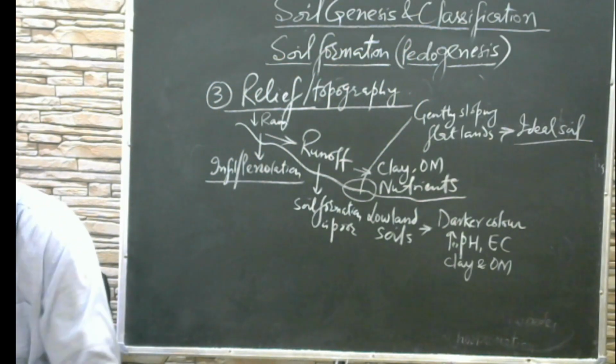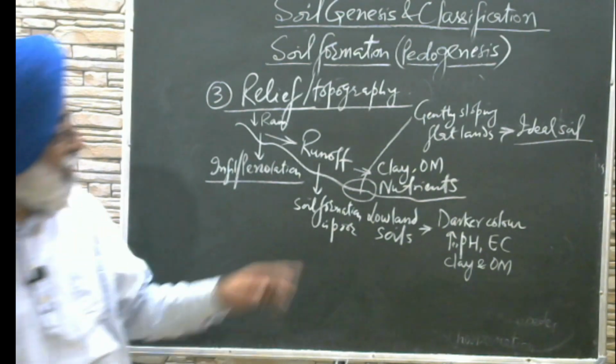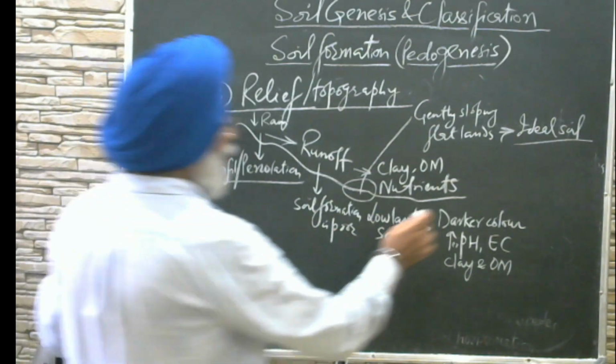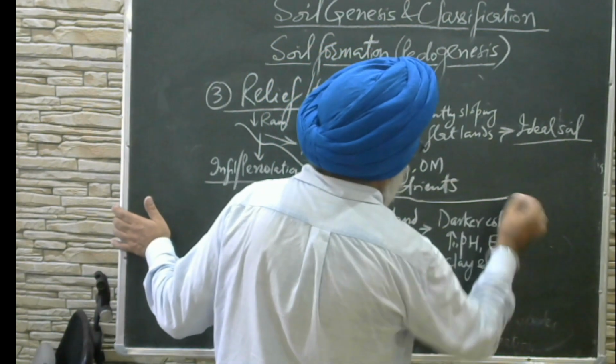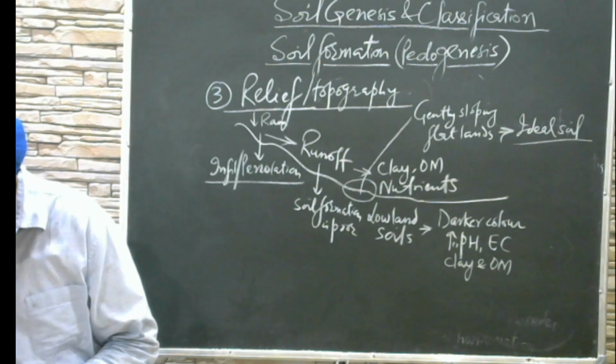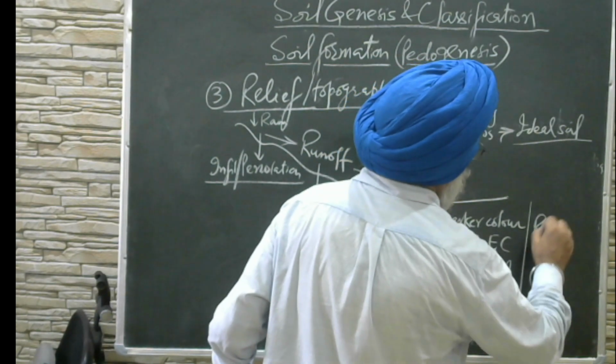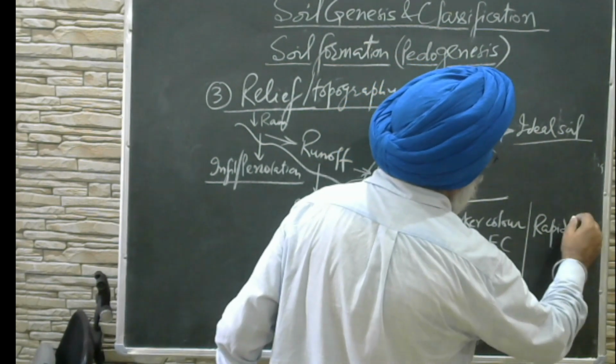So apart from this, the flatlands, yes, as I said, have darker color, higher pH, and here we will have rapid horizon differentiation.